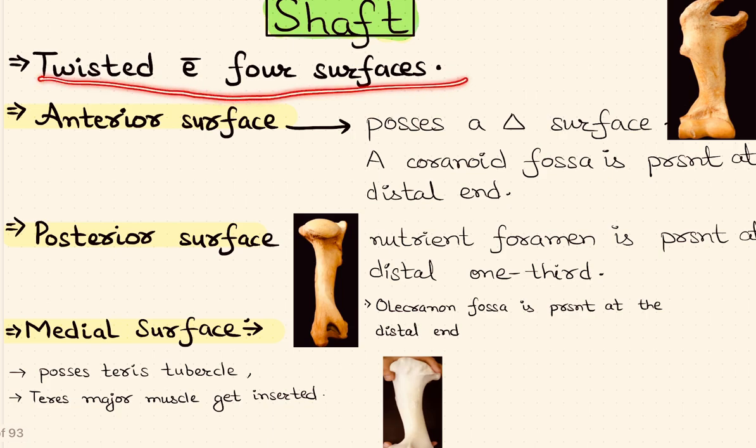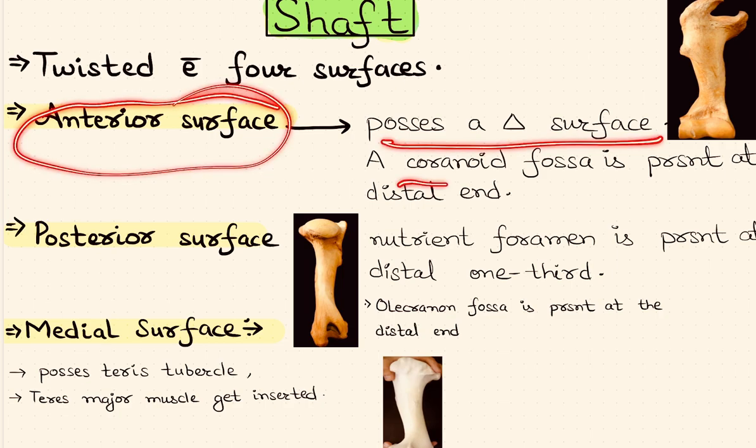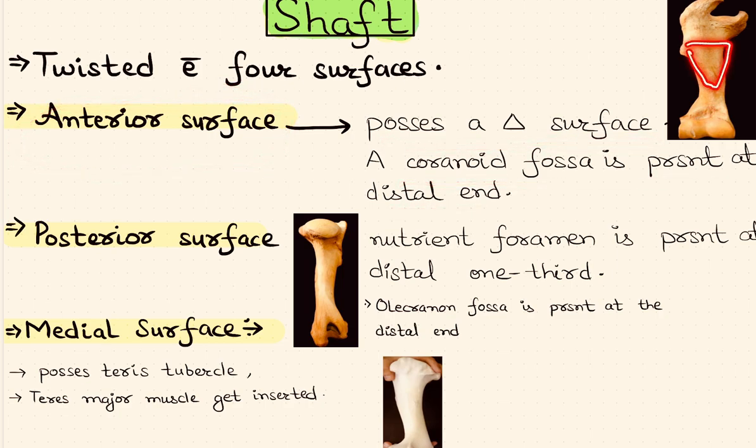The shaft is twisted with four surfaces. As I discussed, the anterior surface is triangular and possesses a coronoid fossa. This is the coronoid fossa. You can see a triangular surface is present here in the anterior surface, along with the coronoid fossa.